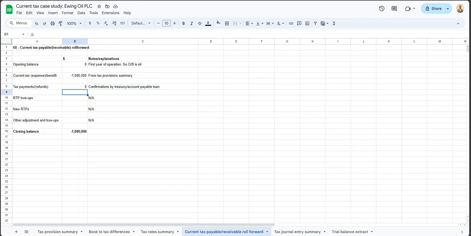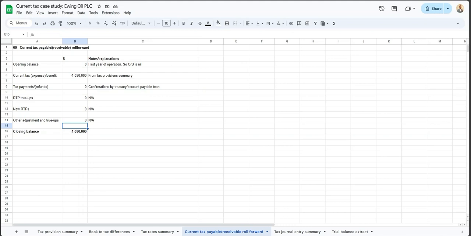Then your true ups here: no true ups, no new RTPs in the year. There are no other adjustments. And so what it means is that we started with an expense. There was no liability or no asset at the beginning of the year. We just had an expense of 1.08 million during the year. Nothing else has happened during the year. It means that our closing balance is still 1.08. We didn't owe anything in the beginning. During the year, we now have a new tax expense of 1.08.